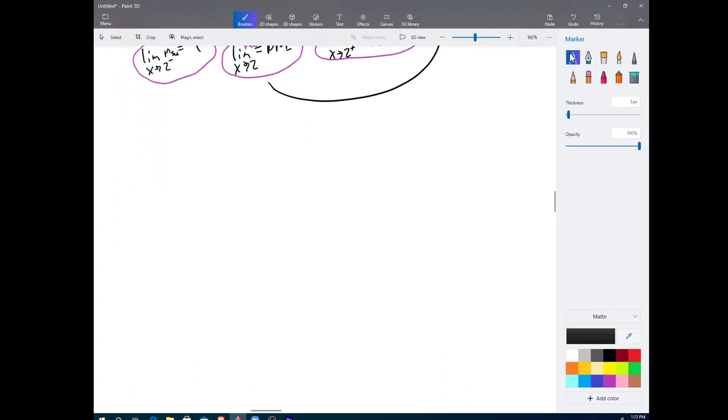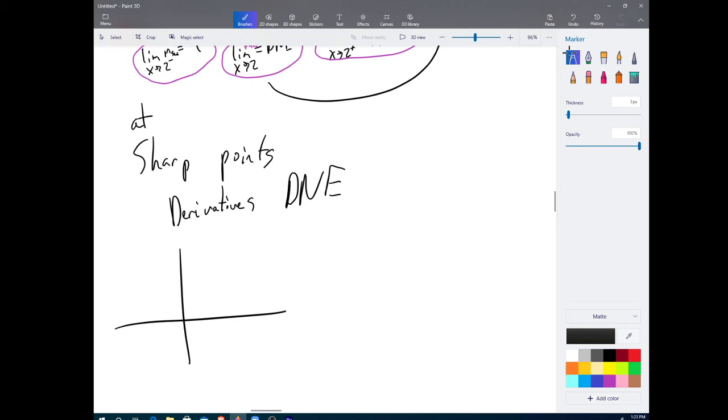I gave you several homework problems, I think it was like 4 or 5 problems, that use this concept: anywhere there's what we call a sharp point, at sharp points, derivatives are non-existent. So if I had a function that came to any sort of point, and let's just call this a generic C value, here I would say that the derivative at C does not exist.